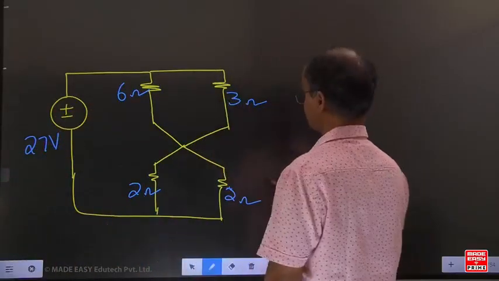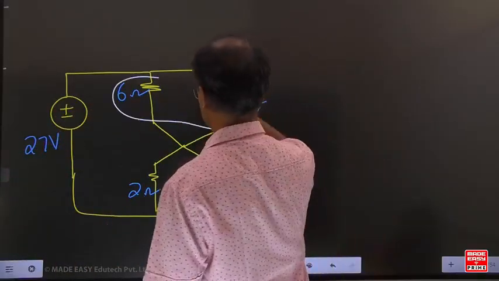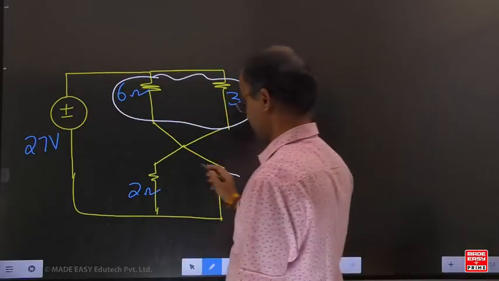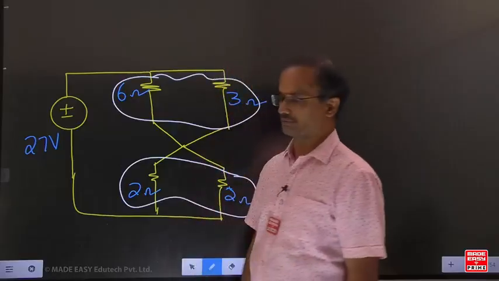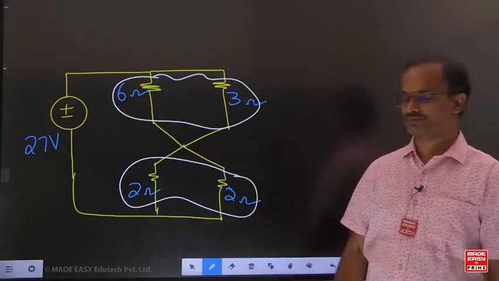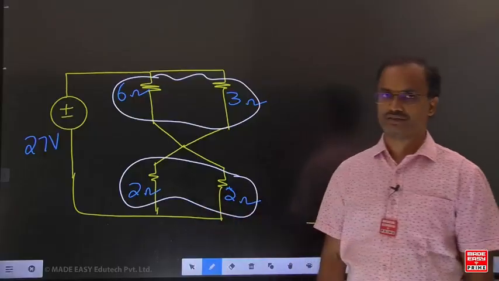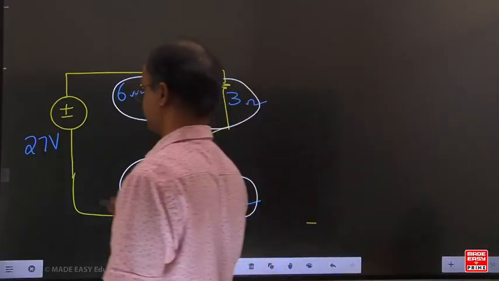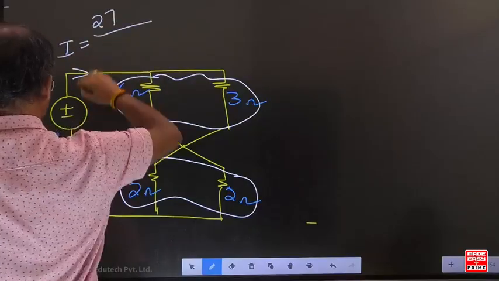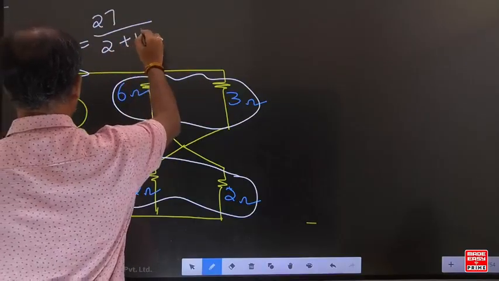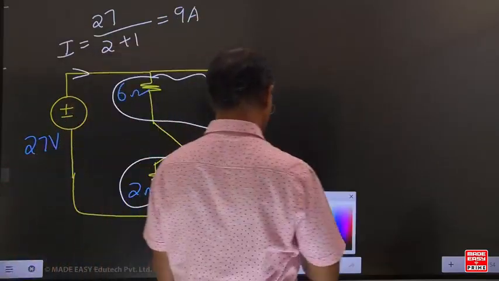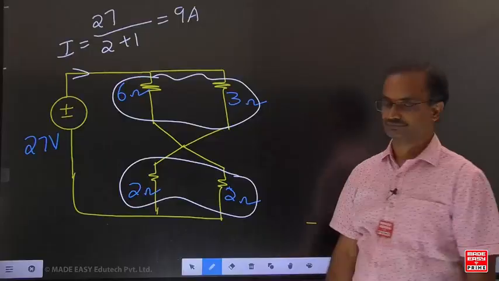Now we will simplify. For this example, the 6 and 3 are both connected in parallel. Again here also, the 2 and 2 are both connected in parallel. 6 and 3 in parallel, equivalent resistance is 2 ohms. 2 and 2 both in parallel, equivalent resistance is 1. Can you find out the total current? I equals voltage 27 divided by 2 plus 1. If you simplify, total current equals 9 amperes.